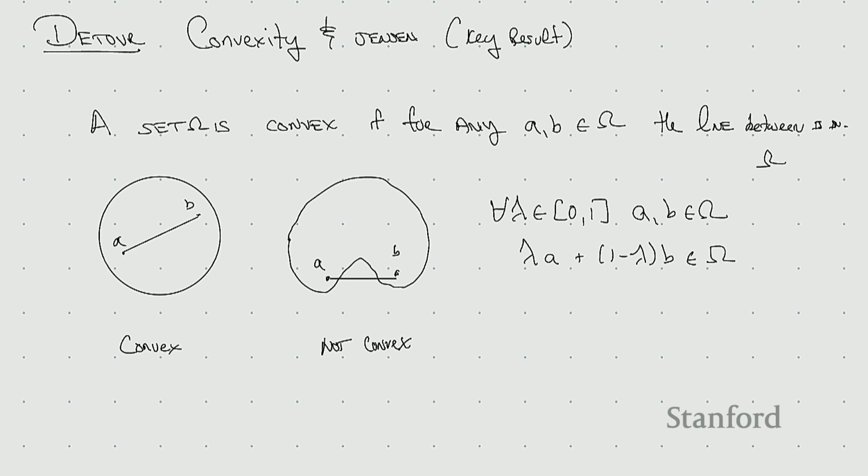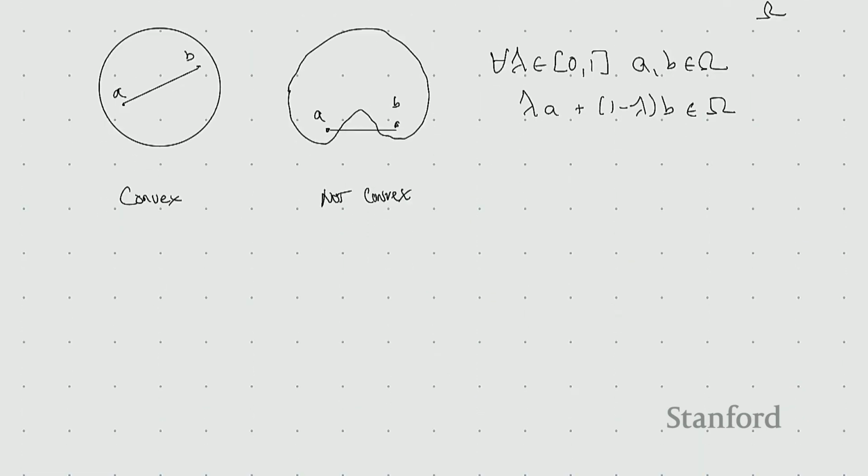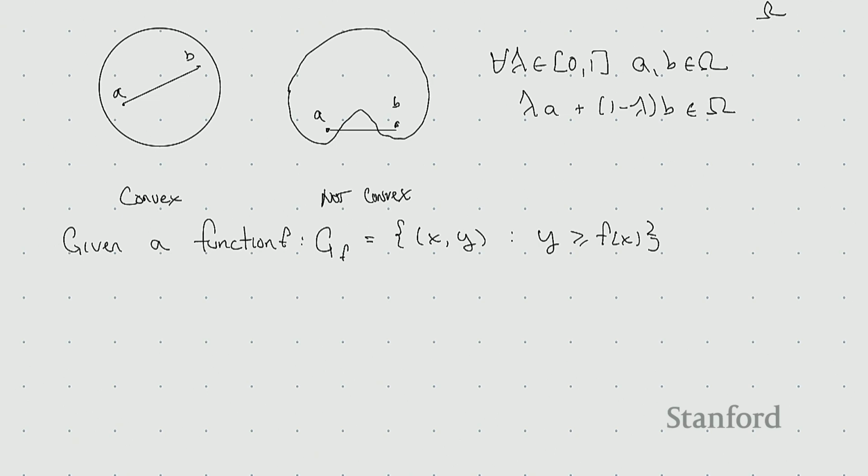Cool. All right. Now, we're going to apply this to functions. So given a function, for right now, we make it one-dimensional, f. We're going to define the graph of that function as a set of x, y such that y is greater than f of x. Okay, this is my definition. So a function is going to be convex if its graph is, as a set.